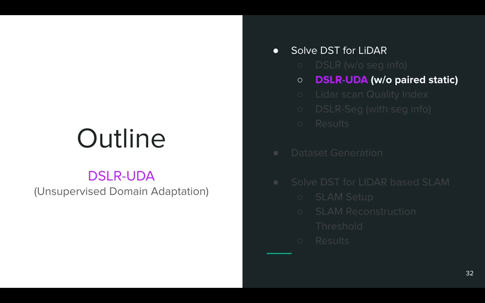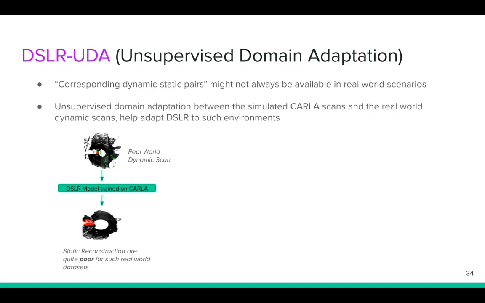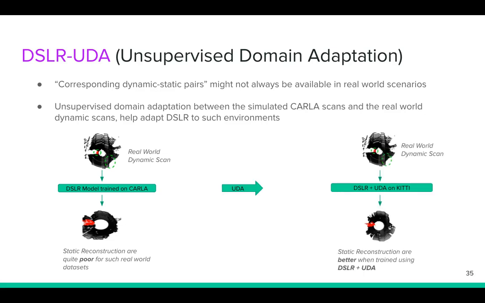In real-world scenarios, corresponding dynamic-static pairs may not always be available, and we propose DSLR-UDA to mitigate this issue. A model pre-trained on a simulated dataset usually performs poorly on real-world datasets like KITTI due to the inherent noise and domain shift in the target new domain. To overcome this, we use unsupervised domain adaptation, or UDA, for adapting DSLR to real-world datasets where paired training data is unavailable. Unsupervised domain adaptation applied on the model trained using simulated data can be seen on the right image. The reconstructed static LiDAR scan is better than the ones obtained without UDA.